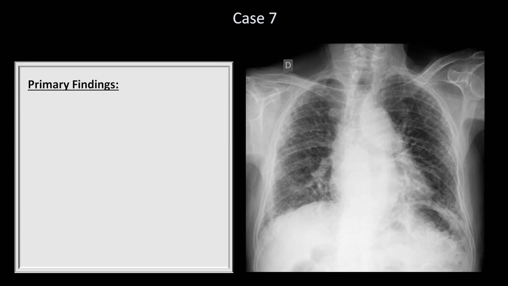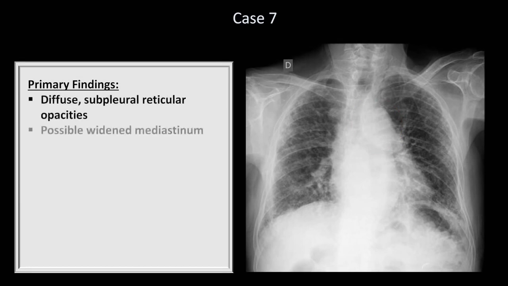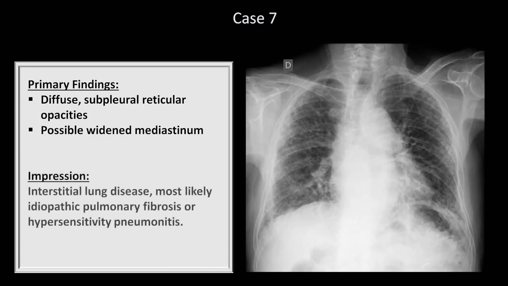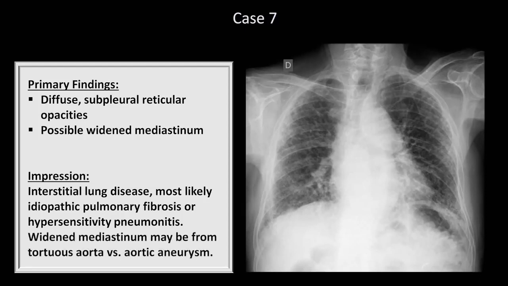So in summary, the primary findings are diffuse subpleural reticular opacities and a possible widened mediastinum. The impression is interstitial lung disease, most likely IPF or hypersensitivity pneumonitis, and a possibly widened mediastinum from either a tortuous aorta or mild aortic aneurysm.